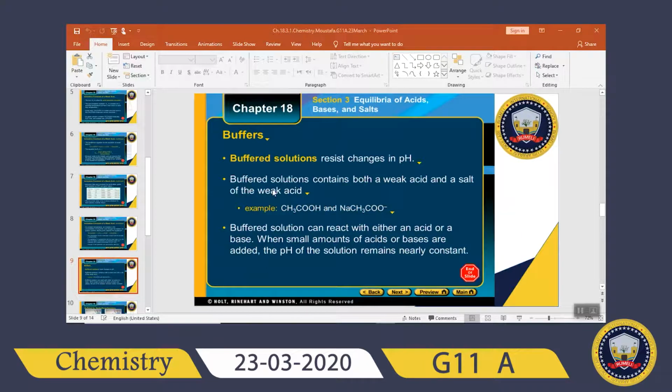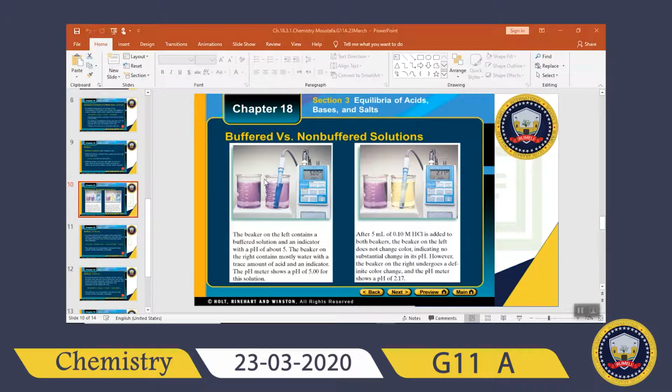So for this reaction, if we add buffer solution, which is a mixture of acetic acid and sodium acetate, to the solution, it will fix the pH and avoid any change in the pH during the chemical reaction. Let us explain this picture. Now, this is a comparison between buffered and non-buffered solution.